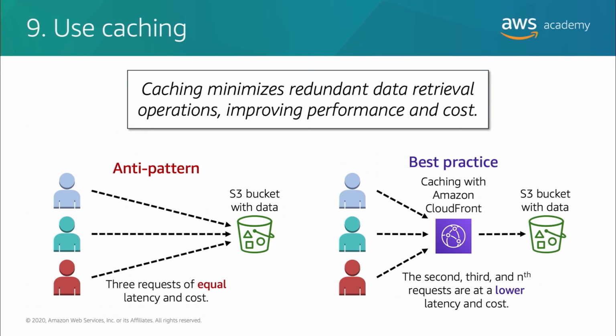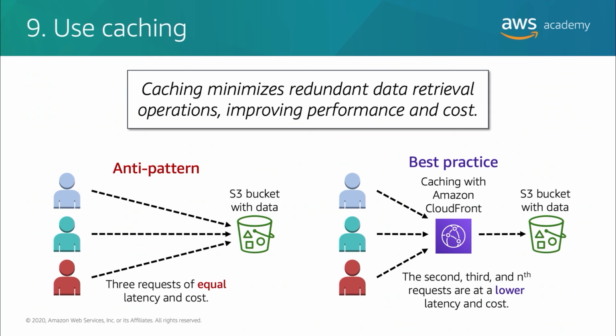In the best practice example, the infrastructure uses Amazon CloudFront to provide caching in front of S3. In this scenario, the initial request checks for the file in CloudFront. If it's not found, CloudFront requests the file from S3. CloudFront then stores a copy of the file at an edge location close to the user and sends a copy to the user who made the request.